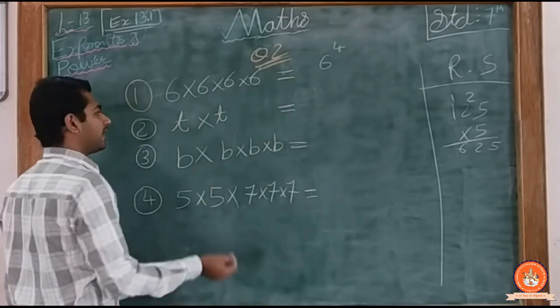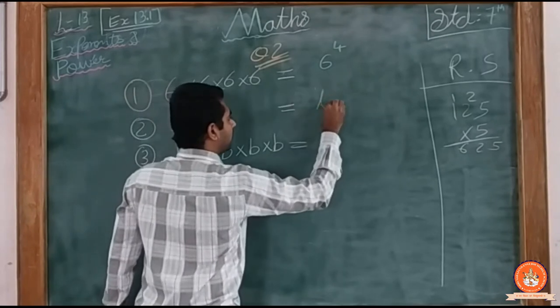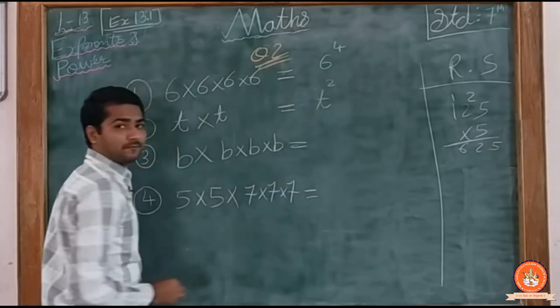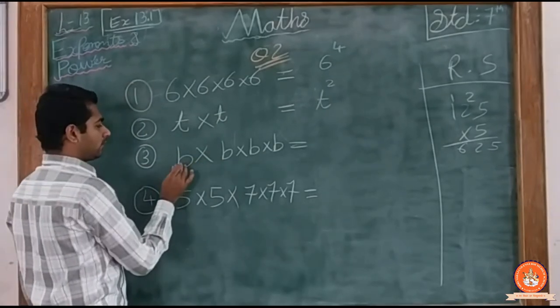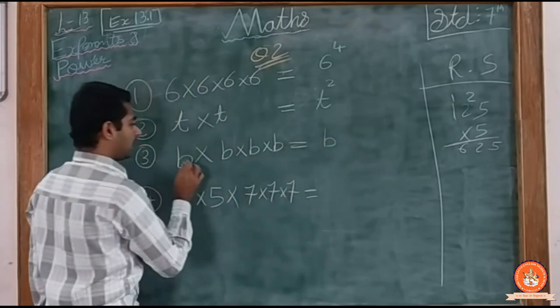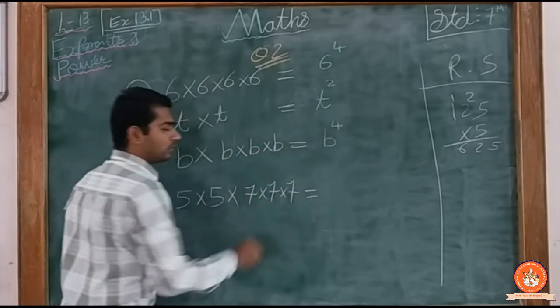Done, complete. Second one. All are t, every digit is t, I will write t. How many times? 1 and 2, 2 times. Then coming to b, these all are b's, so I will write b. How many times? 1, 2, 3, 4 times. So b raised to 4.